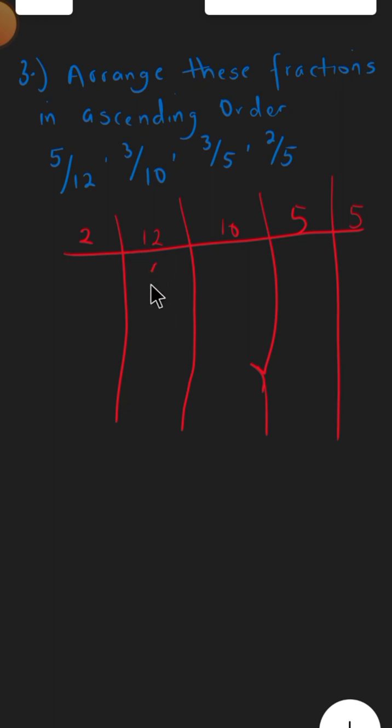2 into 12 is 6. 2 into 10 is 5. We have 5 down here. 2 can work again. 2 into 6 is 3. This is 5, this is 5, and this is 5. Alright, we can use 3 now. 3 into 3 is 1. Last number we're going to use is 5. 5 into 5 is 1. So this is our LCM.